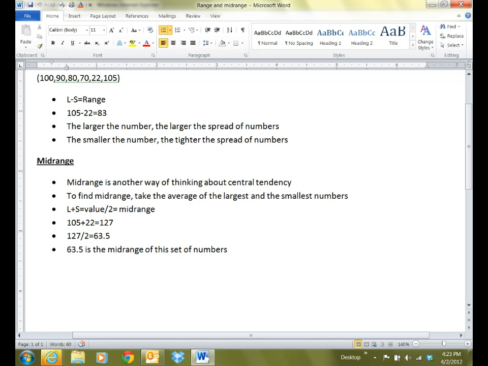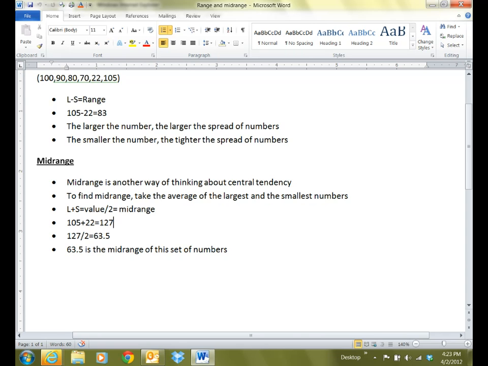Mid-range really is another way of thinking about central tendency. And in the mid-range, what you want to do is you want to add the largest and the smallest values within a given data set, and then divide by those two numbers. So in other words, you have 2 units, so you divide by 2.